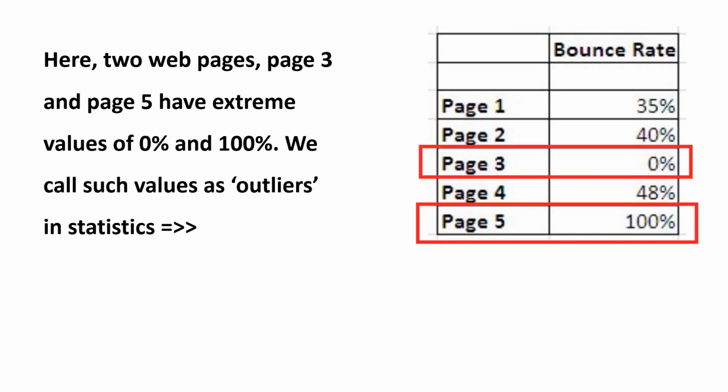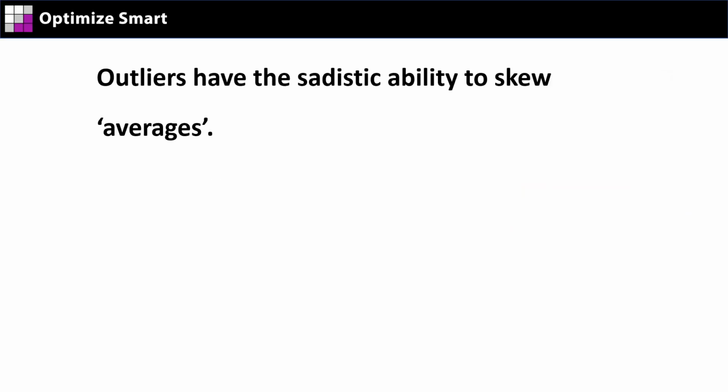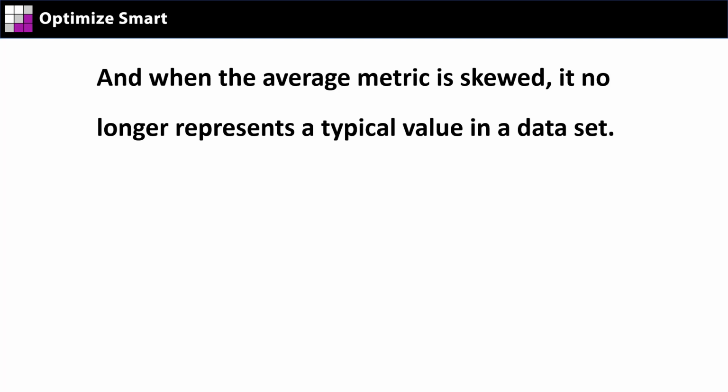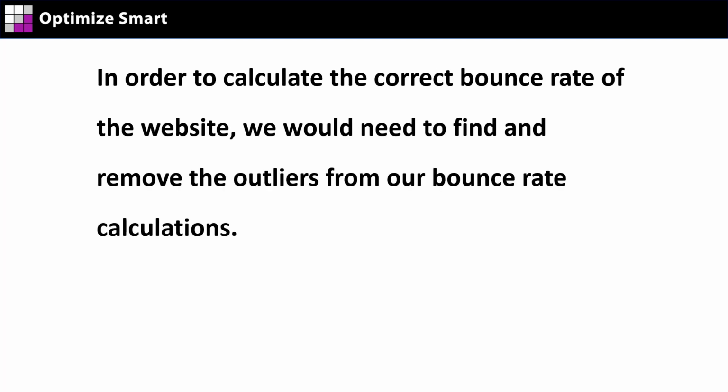Here two web pages, page 3 and page 5, have extreme values of 0% and 100%. We call such values outliers in statistics. Outliers have the statistical ability to skew averages, and when the average metric is skewed, it no longer represents a typical value in a data set. In order to calculate the correct bounce rate of the website, we would need to find and remove the outliers from our bounce rate calculations.